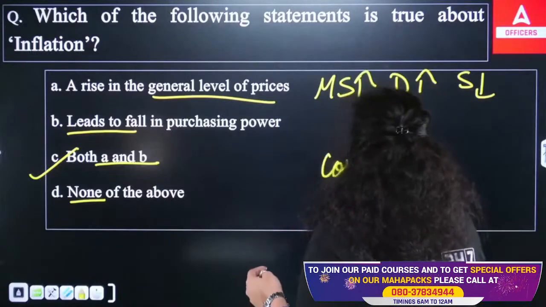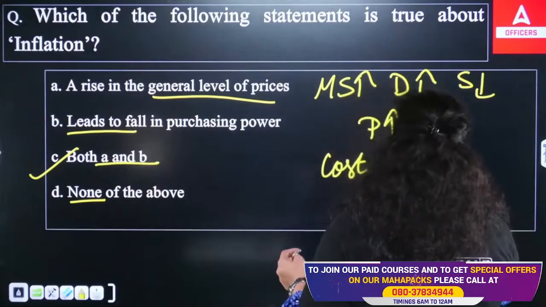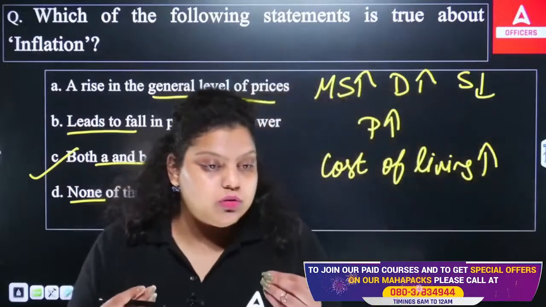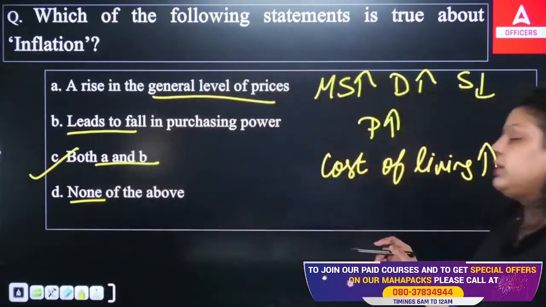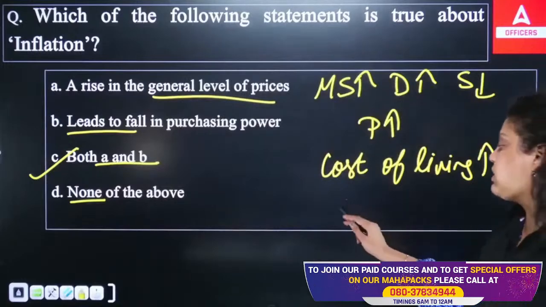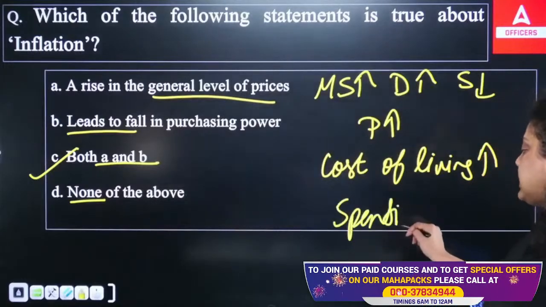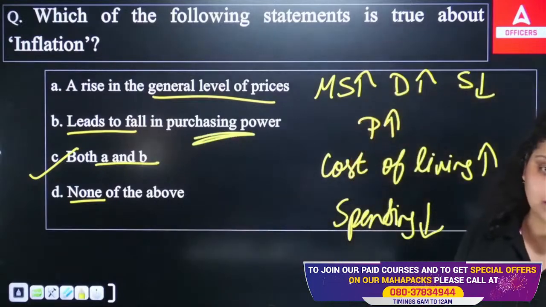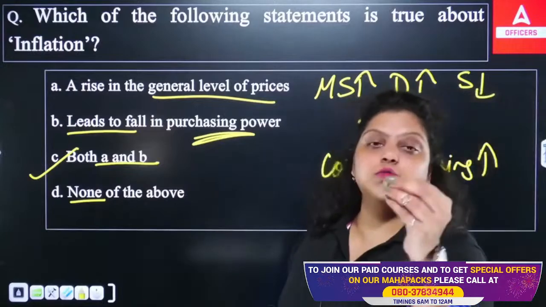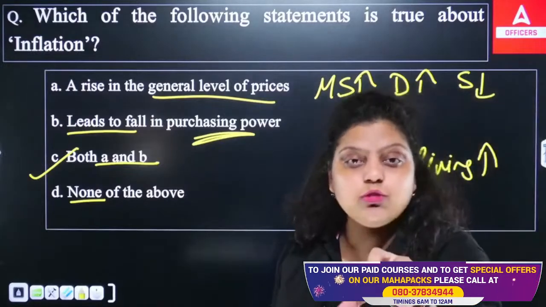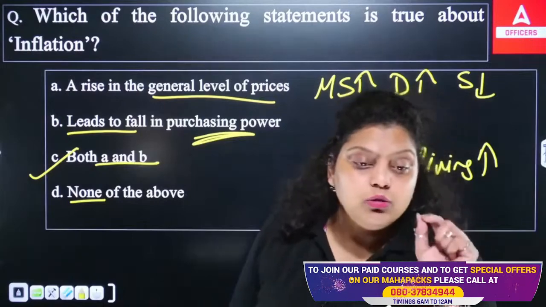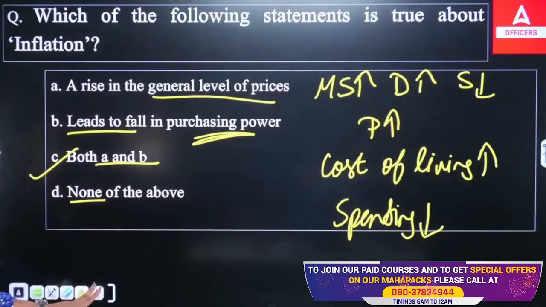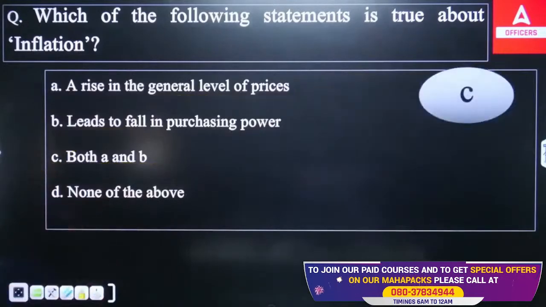When the prices are rising, it means the cost of living will also rise. Cost of living simply means the money you have to spend to survive. It will increase, and when the cost of living increases, you somehow have to decrease your spending, and that leads to a fall in purchasing power. Similarly, the money value reduces because money will be able to purchase fewer goods and services than earlier. So the purchasing power of people and the purchasing power of money both will decrease. So the right answer will be option C, sorry. Okay, right answer is C.